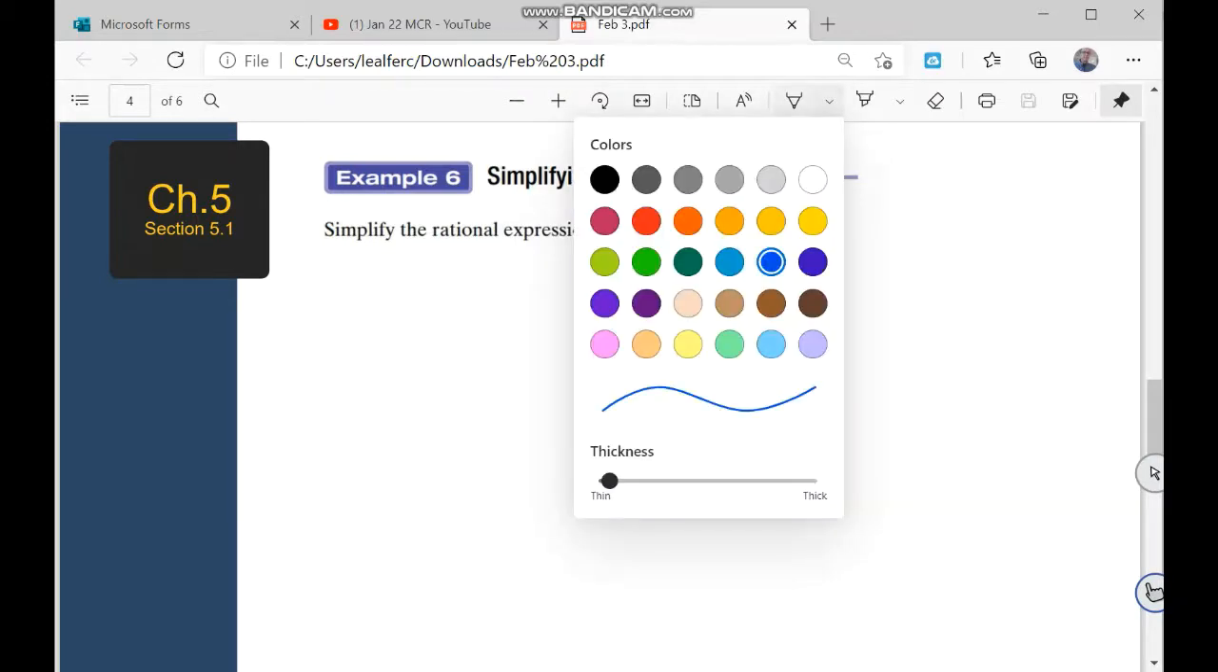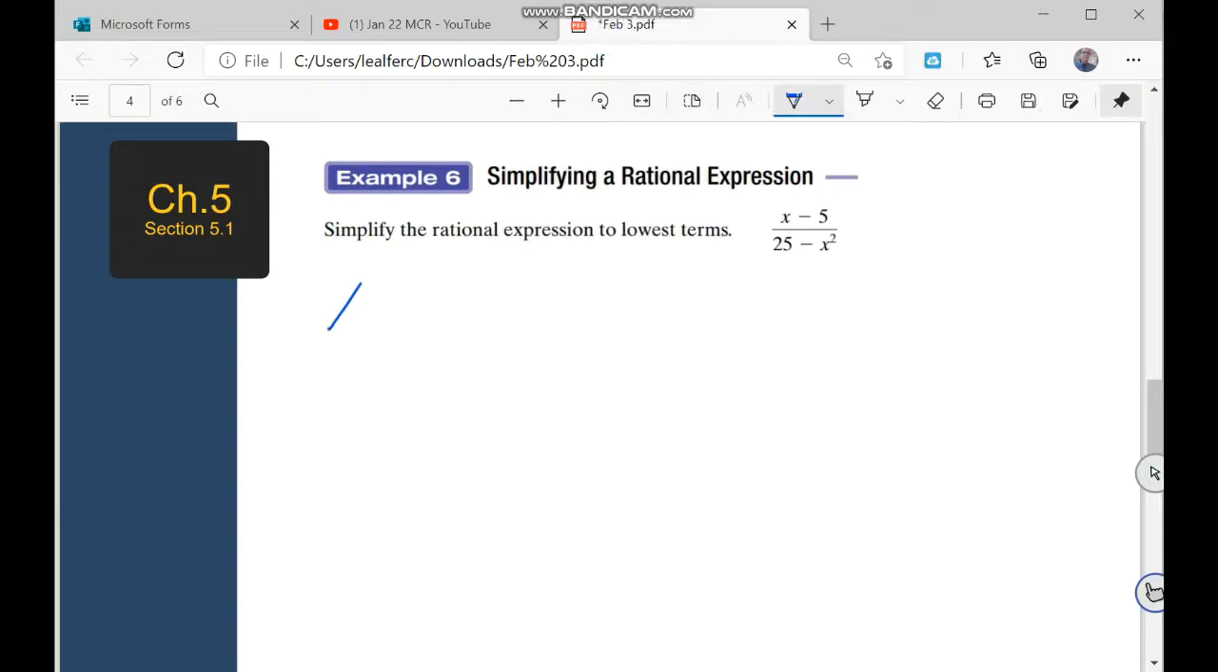The expression that we have is this: x minus 5 over 25 minus x squared. Well, I cannot see anything of what we have seen in the last slides. I cannot see any common factor. I cannot see any opposite factor. How can I simplify? That's the point. We need to factor it out first.